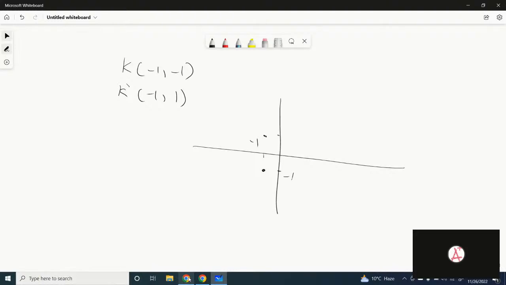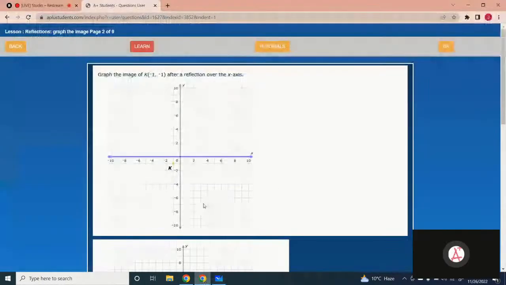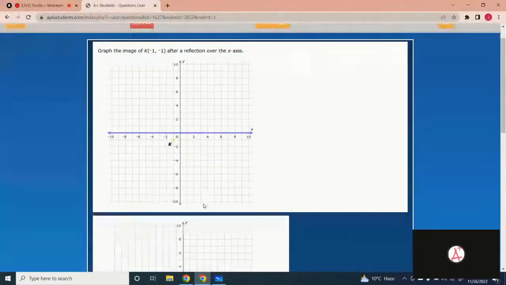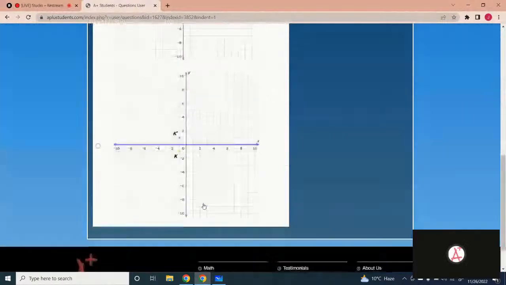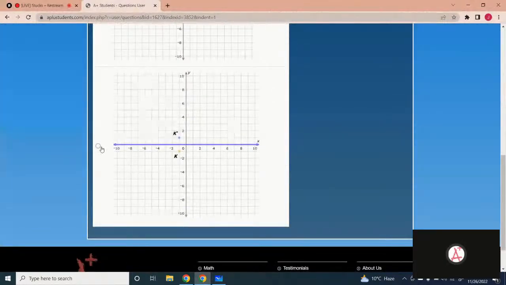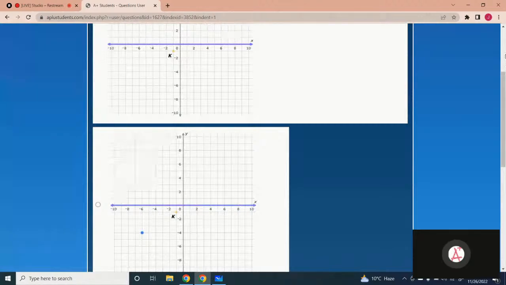Got it? So this option is the correct one. They are equidistant from the origin. If it's one row below, it would be then one row above the origin. Got it.